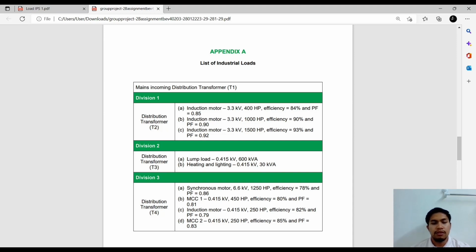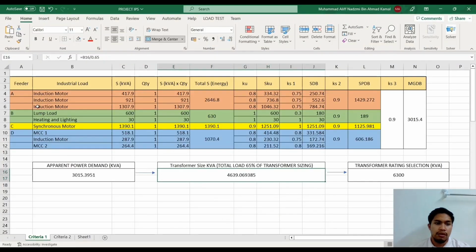Based on the given list of industrial loads, I have come up with the Excel files. So here are the tables where we have inserted all the values of the KU, SKU and SDB, and also the load itself with the apparent power for each load.